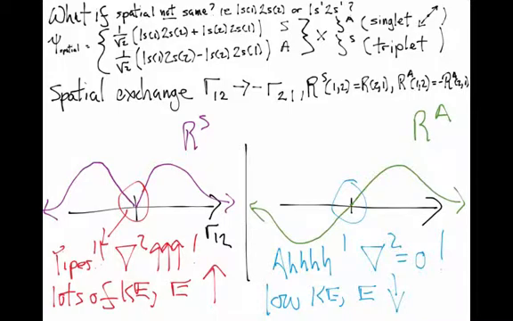Whereas if I have a 1s1, 2s1 configuration, then the triplet case is lower in energy, and the singlet case is higher in energy for the reasons shown here.